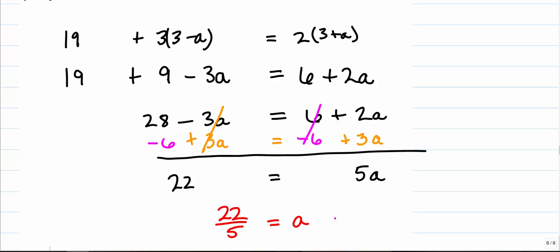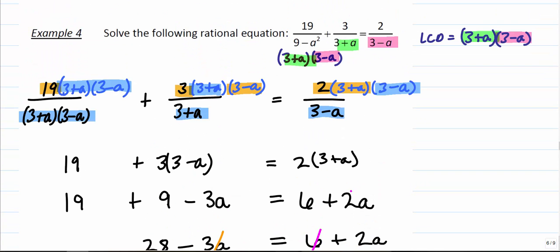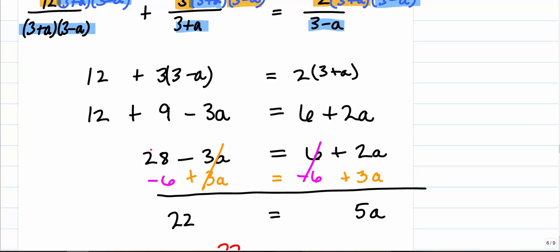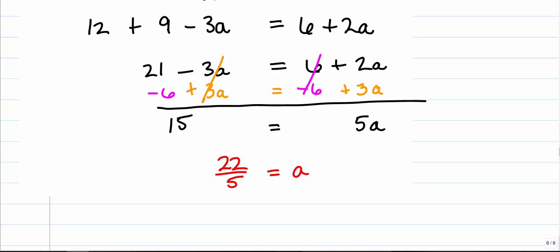If you don't like that, it's probably because I copied the problem down wrong. It's not a bad fix. It is just that this should have been 12. So if this had been a 12 here, look what would have happened. This would have been 12 and 12, and 12 plus 9 is 21, and 21 minus 6 is 15. And so now when I divide by 5, I actually get a nice number. I get 3.